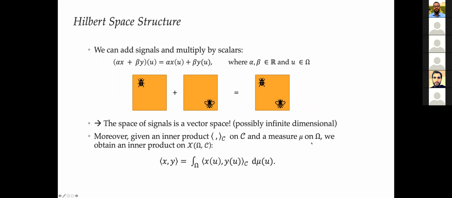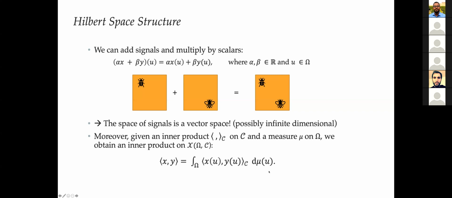A measure is something that allows you to essentially measure the size of subsets of omega. Using that kind of structure, you can define an integral. We can then define an inner product on signals, the inner product between x and y, as the integral over omega of the inner product between the feature vector at u of x and the feature vector at u of y, where this integral is defined with respect to this measure.